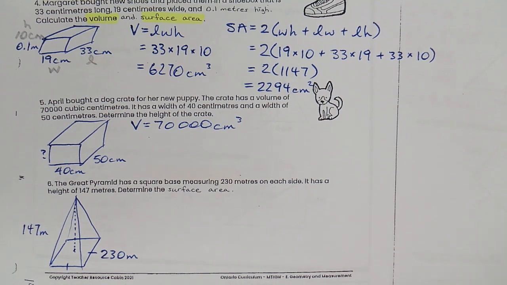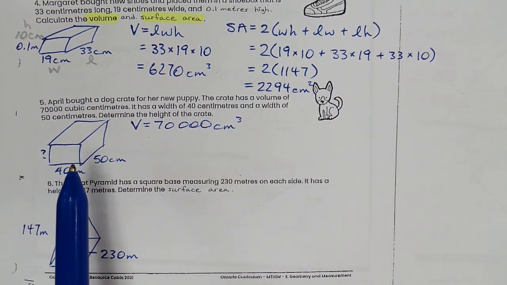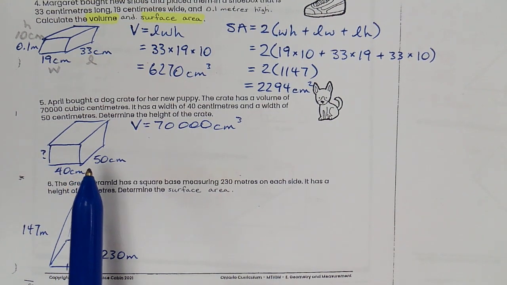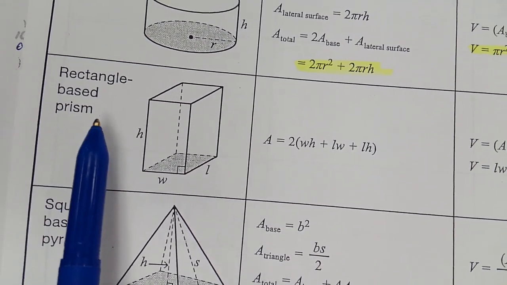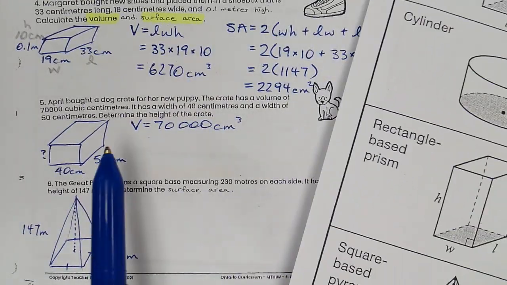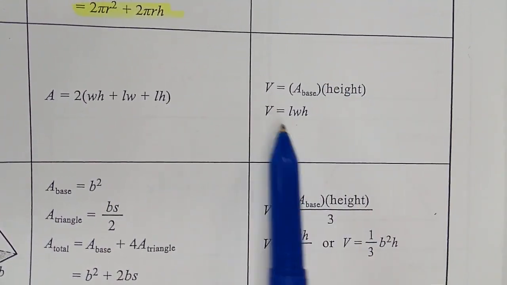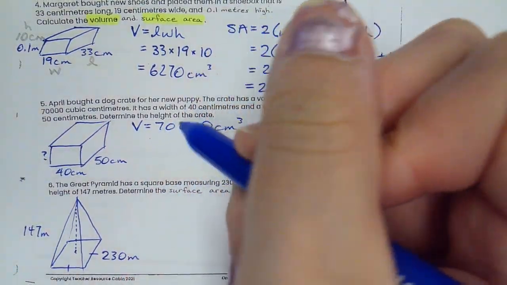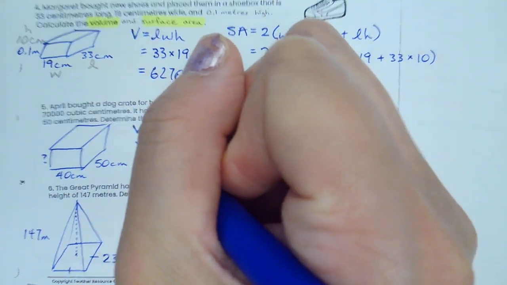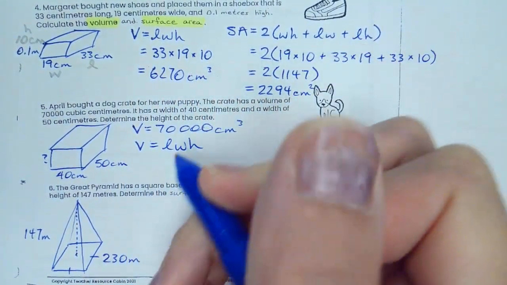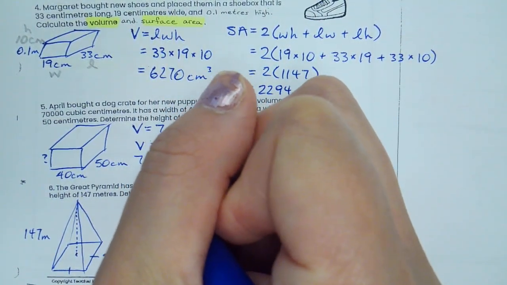Okay, number 5. What shape is this? Yep, rectangular prism. So it's a rectangular prism where you're given the volume, so you want to use this formula for a rectangular prism. V equals length times width times height. I know what V is. It's 70,000.